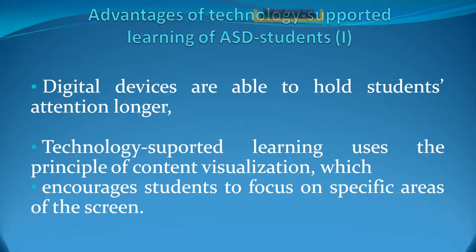Researchers claim the advantages of technology-supported learning of these students. The result of several studies suggests that autistic students learn faster with the help of a computer than with the help of verbal instructions. And researchers consider the reason for this is not only in the fact that digital devices are able to hold students' attention longer, but also in the fact that it uses the principle of content visualization and encourages students to focus on special areas of the screen.